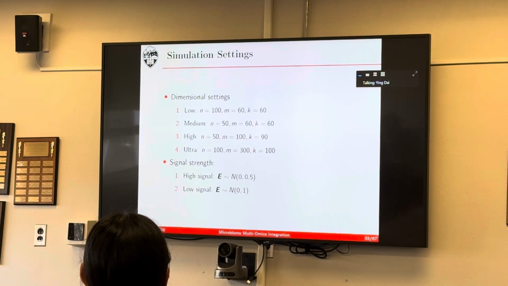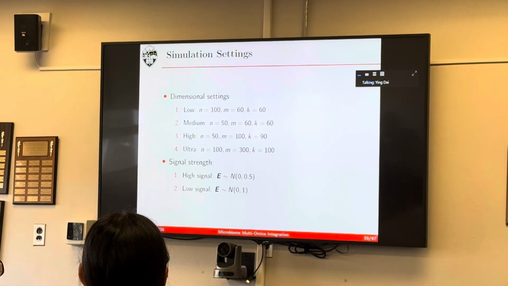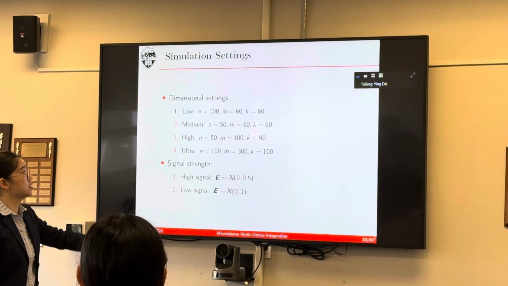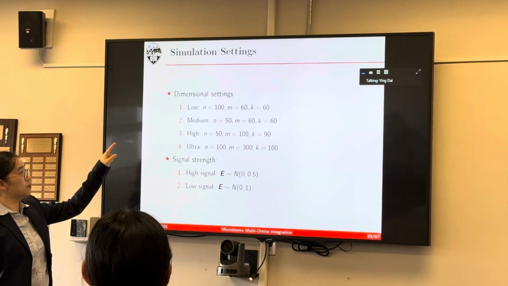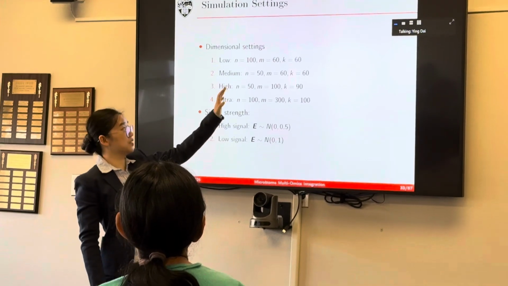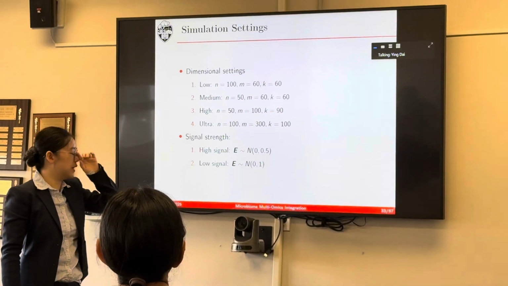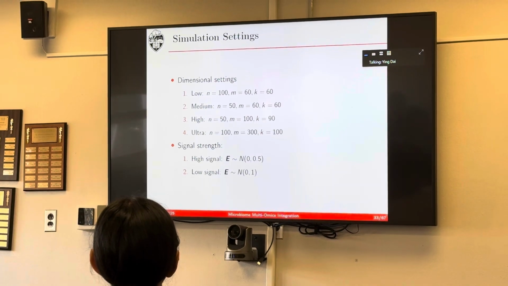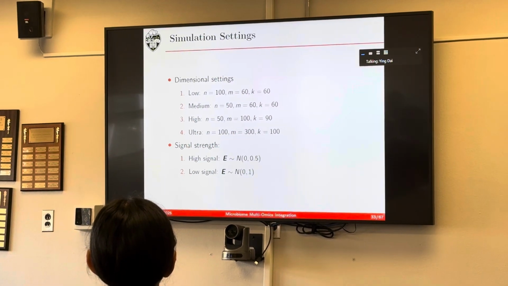Okay, let's jump into the simulation studies that I did. First of all, I have 4 different dimension settings. Besides the low dimension, where n is larger than m, in all other 3 settings n is smaller than m, meaning that the number of predictors is actually larger than the sample size.